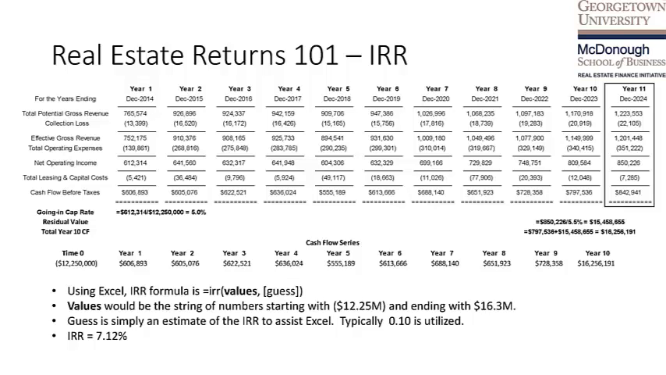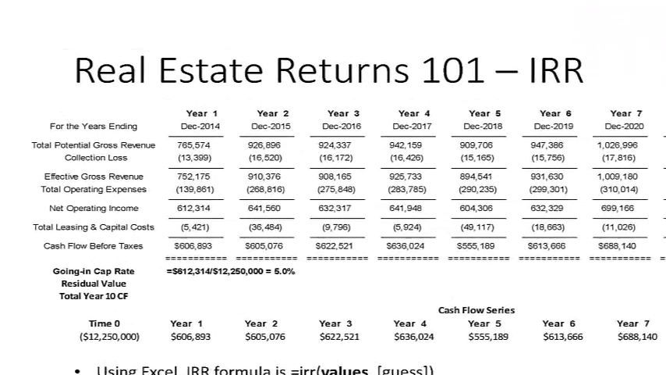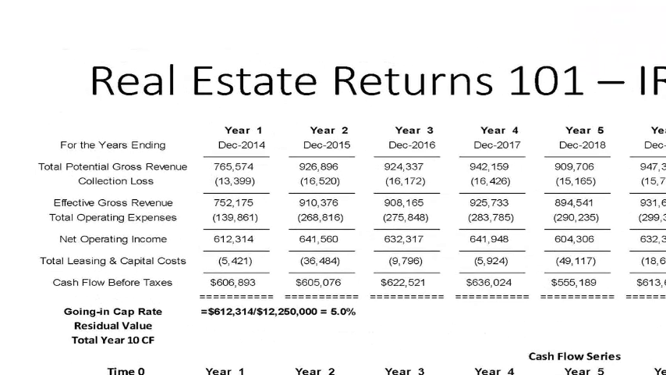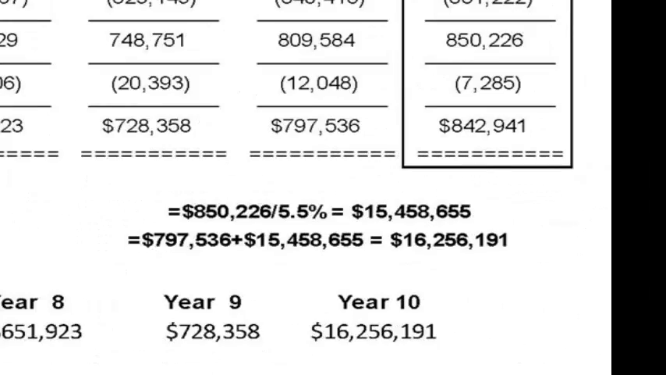So we have the 11-year cash flow here for Hoya Point, and I've collapsed the cash flow into the major categories for simplicity. So you can see that our going-in cap rate at a value of $12.25 million is a 5%. And you see the individual cash flows that we've calculated on the cash flow before taxes line. You can see that our residual value is calculated by the year 11 NOI divided by 5.5%.